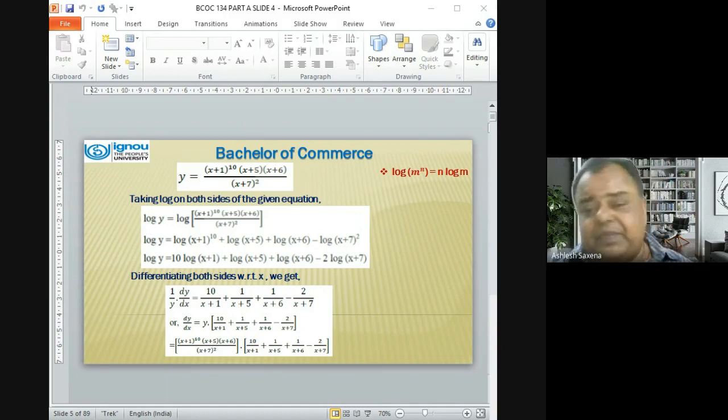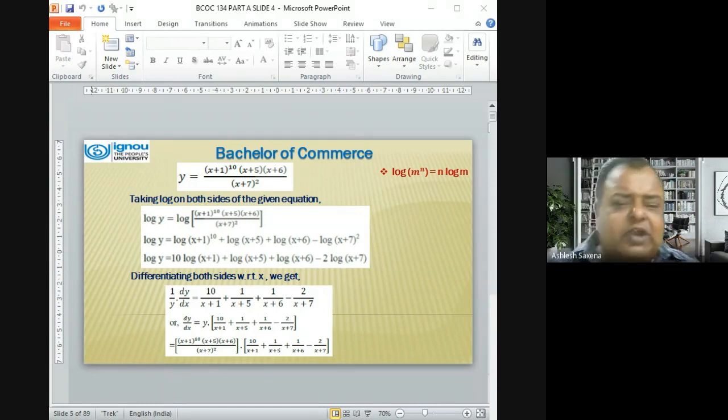In the linear form, now we will straight away apply differentiation. So in the left hand side, derivative of log y is 1 by y dy by dx, is equal to 10 log x plus 1 will be 10 by x plus 1, plus derivative of log x plus 5 will be 1 upon x plus 5. Derivative of log x plus 6 will be 1 upon x plus 6, minus 2 times 1 upon x plus 7. Now what we will do, we will take up the LCM and we will write it.